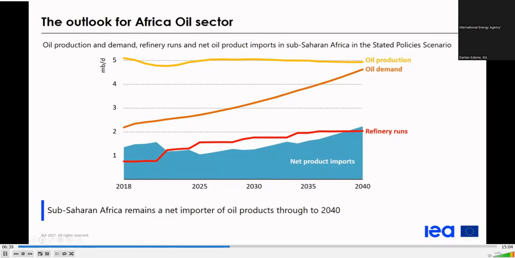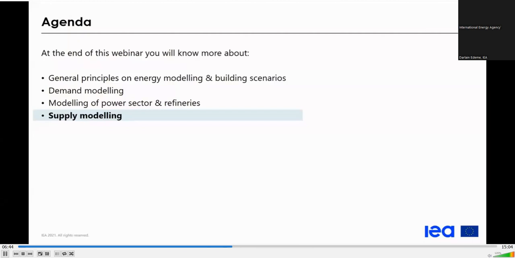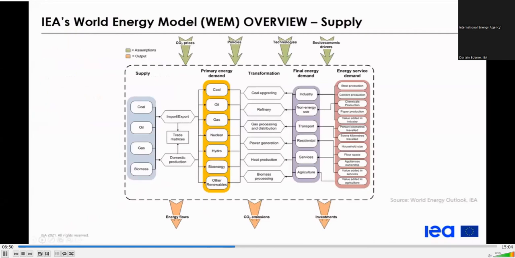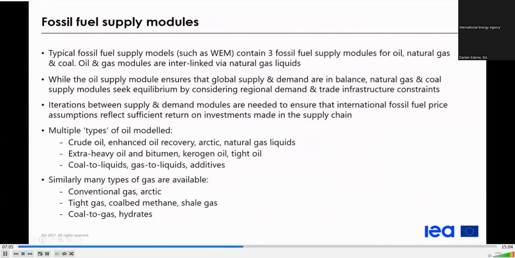In this section, we will describe energy modeling for the supply side. Coming back to our simplified chart of the world energy model, we are now looking at the left part, the supply of energy model, and we will see that fossil fuel prices have a key role. The fossil fuel supply models typically contain three models: oil, natural gas, and coal, even though oil and gas models are interlinked via natural gas liquids.